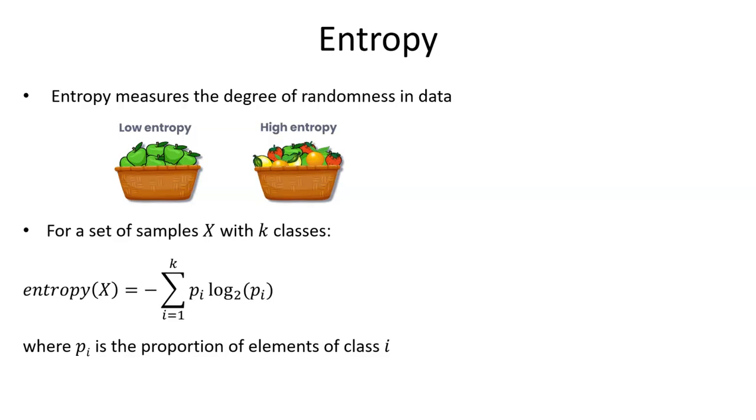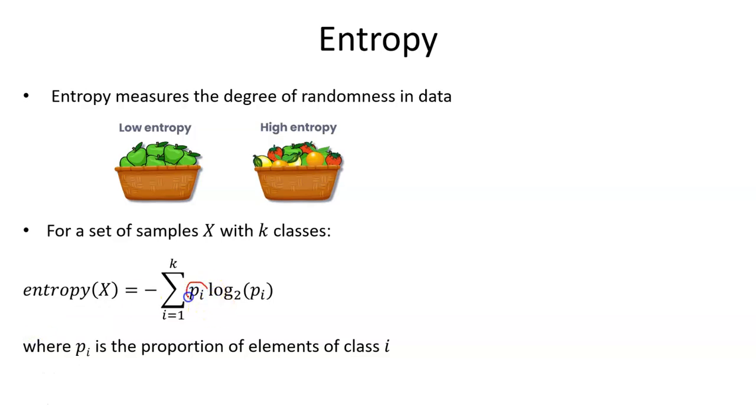So for a set X with K classes, entropy, this is the formula: minus summation p_i log 2 p_i. So p_i basically is the probability. We take the log of the probability and multiply it with the probability itself. Usually I just like to highlight this to explain this formula for you.